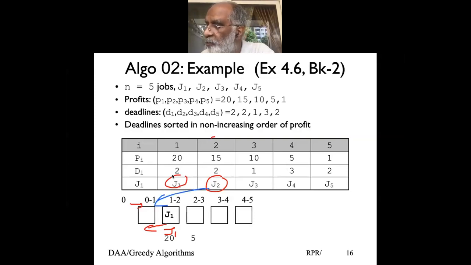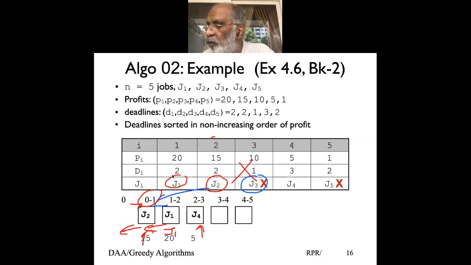Now job J3 needs slot 1. When we come to slot 1, it is already booked. We cannot go further because slot 0 cannot be scheduled. So that means J3 cannot be scheduled. Now we look at job 4. Job 4 has slot 3. Slot 3 is empty. Schedule it.